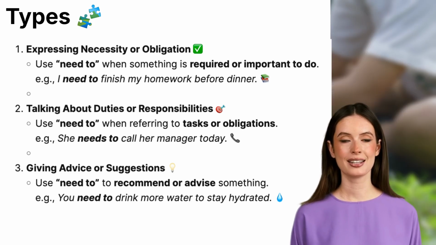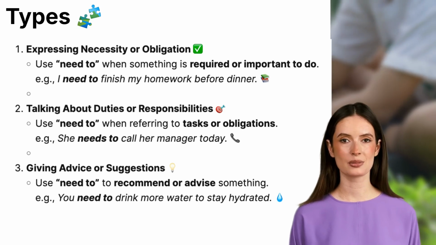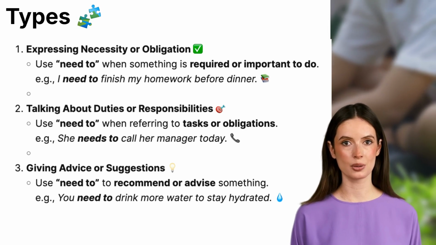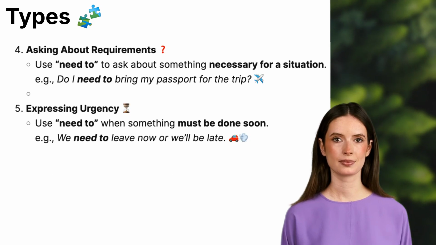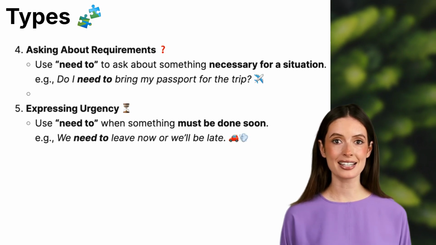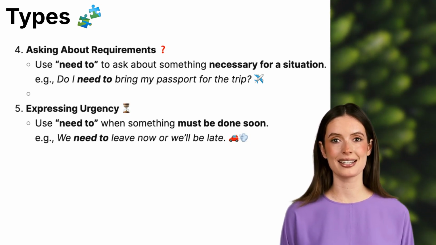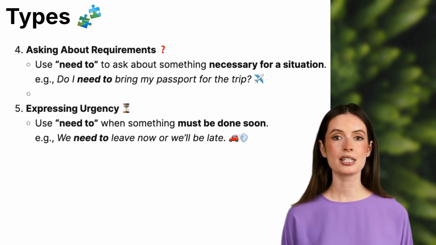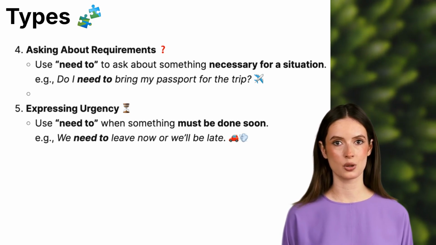More examples. You need to exercise more if you want to stay fit. She needs to get more sleep to feel better. Using need to in this way makes your advice sound helpful but not too forceful. 4. Asking about requirements. We can use need to when asking whether something is necessary for a particular situation. Example: do I need to bring my passport for the trip? This is a polite way to ask if something is required.